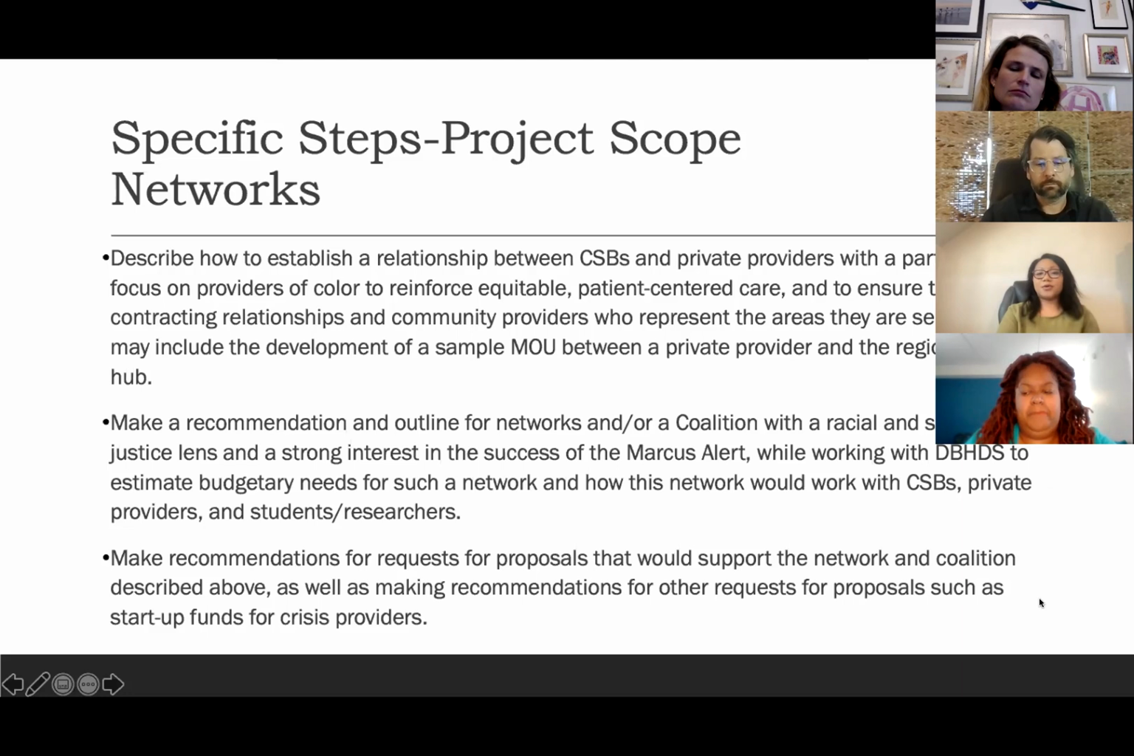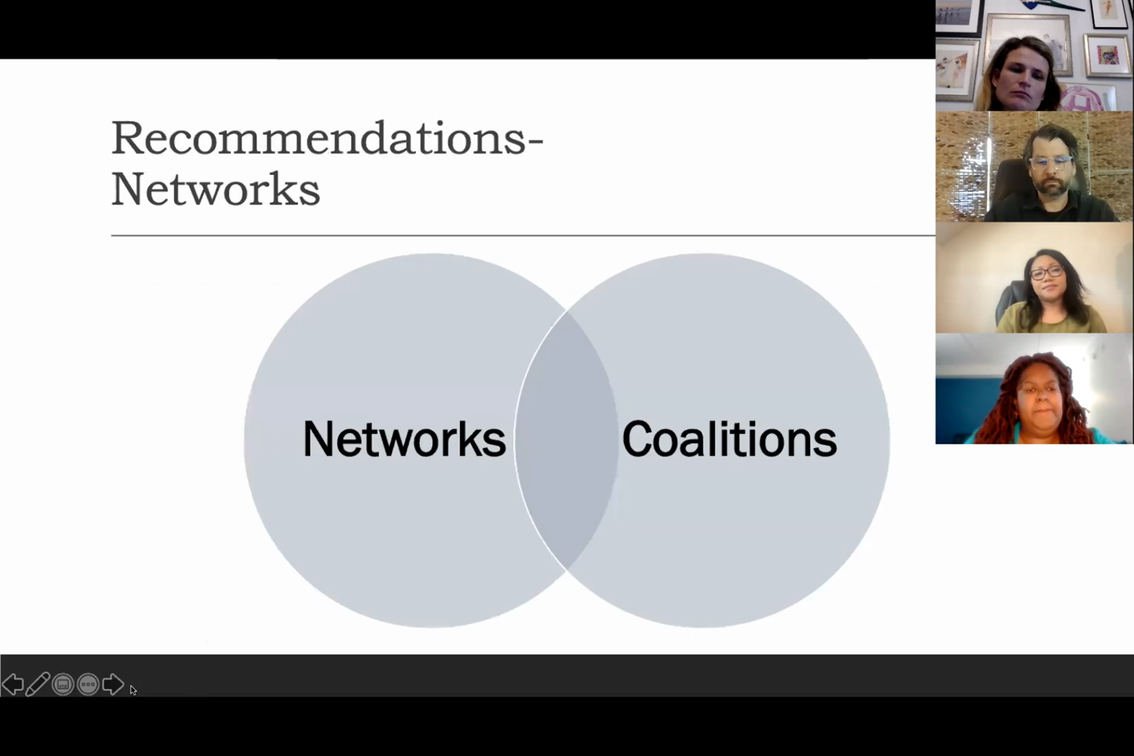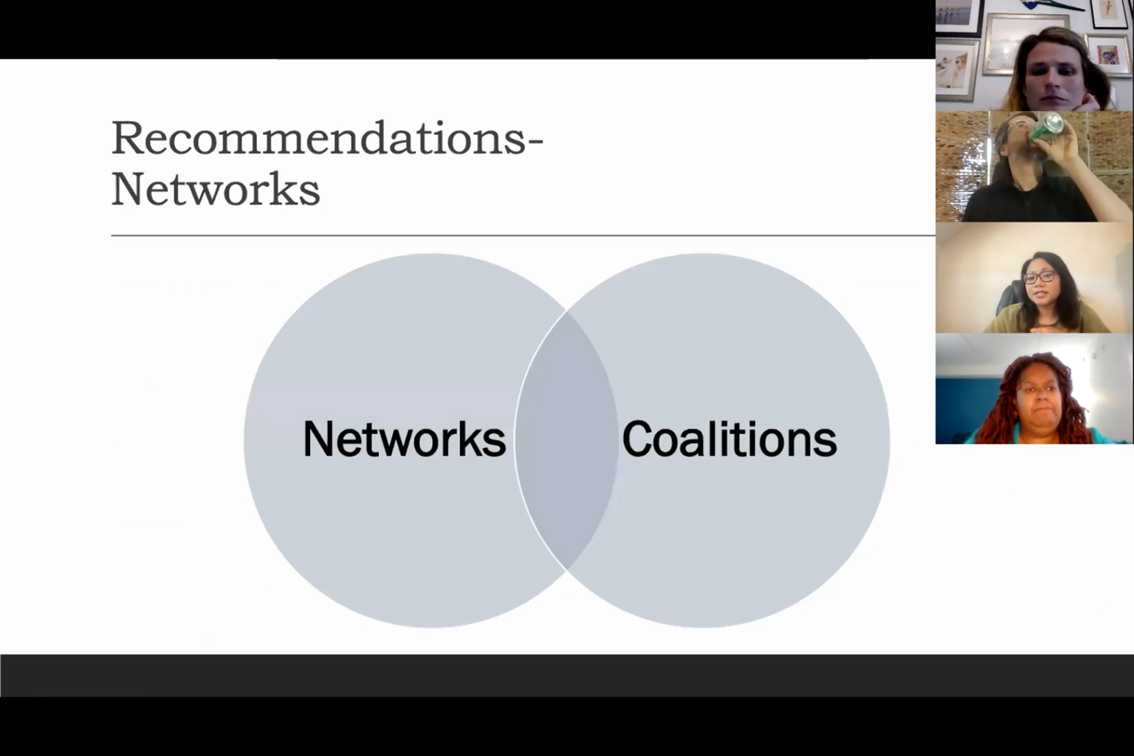Make recommendations for requests for proposals that would support the network and coalition described above, as well as making recommendations for other requests for proposals such as startup funds for crisis providers. In regard to networks, we identified the need for networks as well as coalitions, and there will be some intersectionality there.